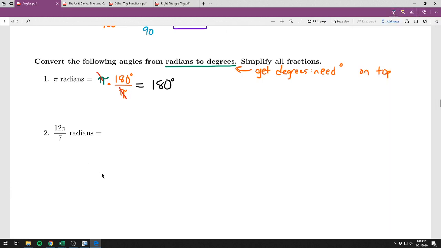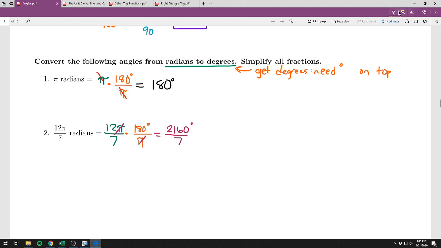All right, and just another one to complete it. 12 pi over 7 radians. We want to convert that to degrees. We've got to make sure we have the degree symbol on top. That means the pi goes on the bottom. Simplify our pi's. If we multiply the fractions now, 12 times 180, definitely do that in your calculator if you feel like it, we get 2,160 over 7.